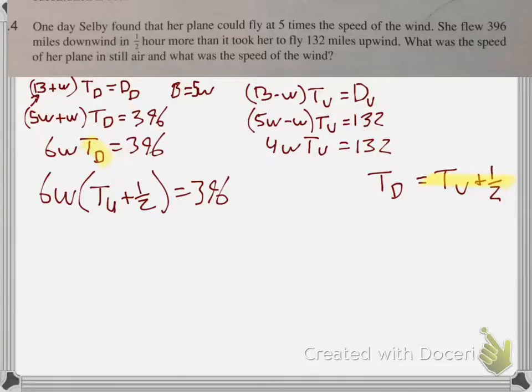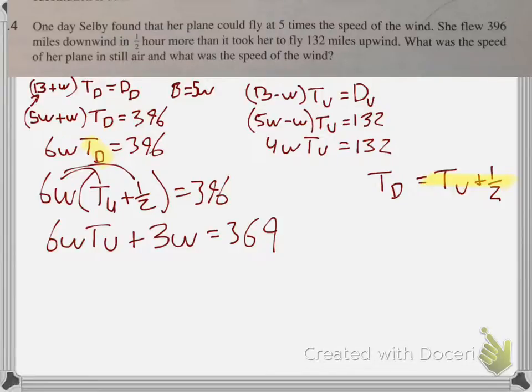Okay. What can I do with the 6W? I can distribute, not factor it in. Factoring's pulling apart, like kind of dividing. Distributing is like multiplying. So 6WTU plus 3W equals 396.